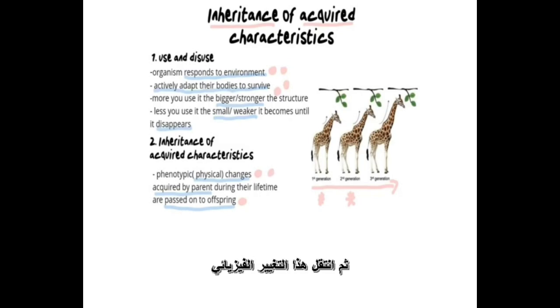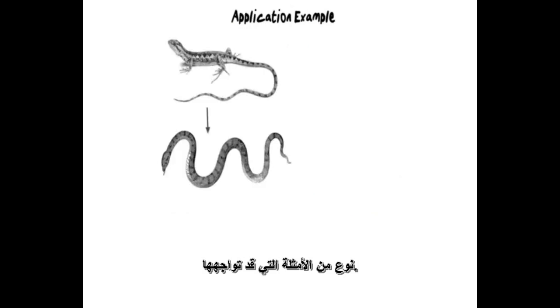That physical change was then passed on to their offspring, resulting in the third generation with an even longer neck, and so on and so forth. So when you are explaining this in an exam, you need to use these two principles, use and disuse, and the inheritance of acquired characteristics, those two, to explain any kind of example you may meet.